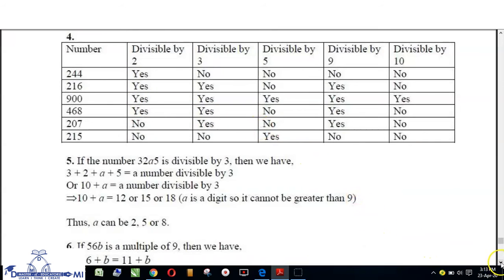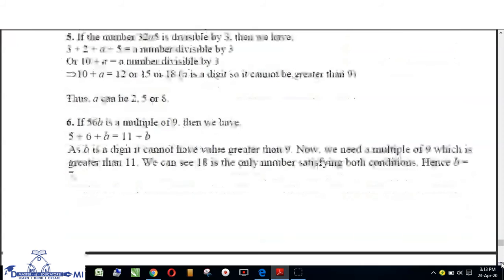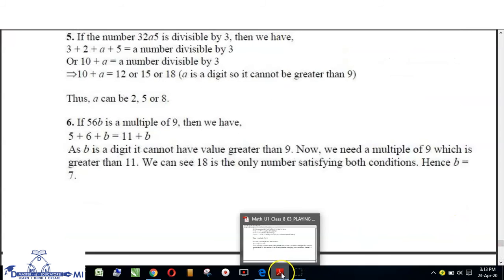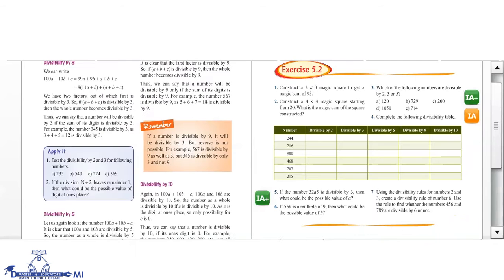Now we move to question number 5. And what does question number 5 ask us? Let's check it out. Question 5 asks us about a 4-digit number, 32A5. If this number 32A5 is divisible by 3, then what could be the possible value of A? What can be the possible value of the digit at tens place in this case?